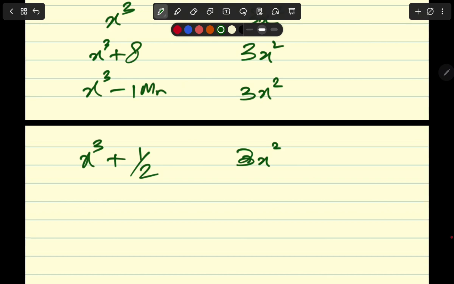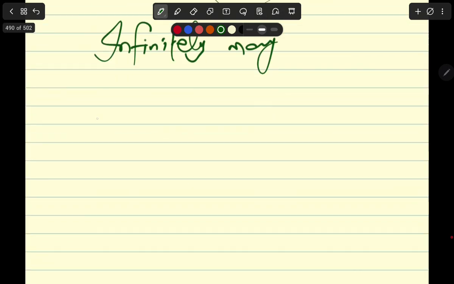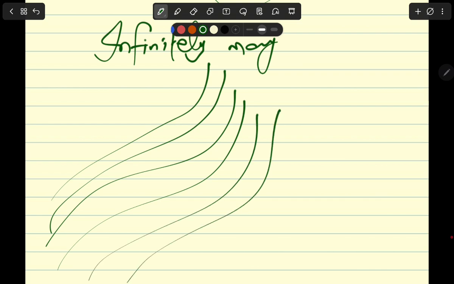So can you see how many different functions produce the same derivative? There are infinitely many. So it's a family of functions we are chasing. Infinitely many functions produce the same derivative, right? Basically x cube is this graph, and x cube plus some coefficient gives the vertical translations, right?